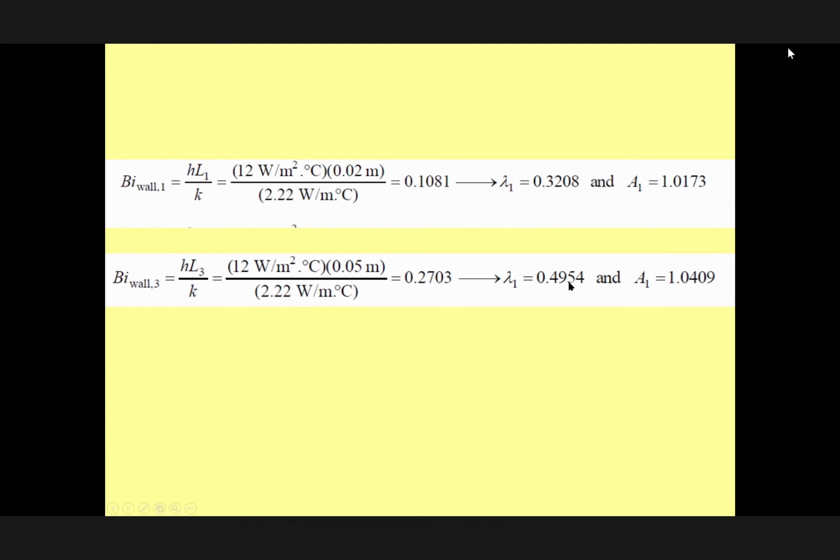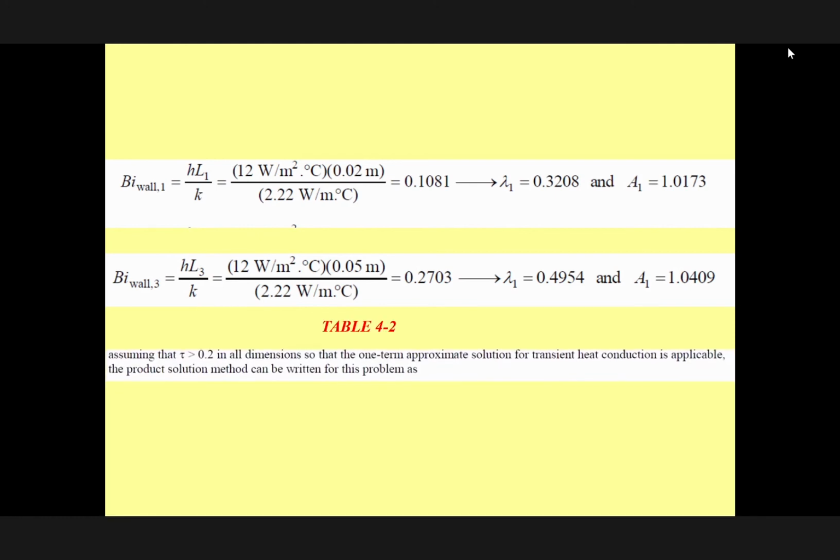Again, I have to go back to table 4.2, and again, I do not know if it's 4.2 or 4.3, and find the value of lambda 1 and A1. Therefore, now I can go back and use the equation. Now the equation, which equation should I use, okay? Therefore, we go to table 2.4. We do not know the time. Therefore, I cannot calculate the Fourier number. Therefore, I do not know if I can use table 4.2 or not.